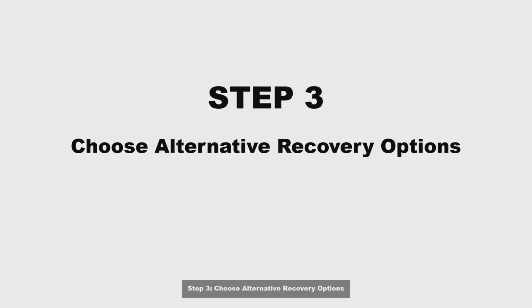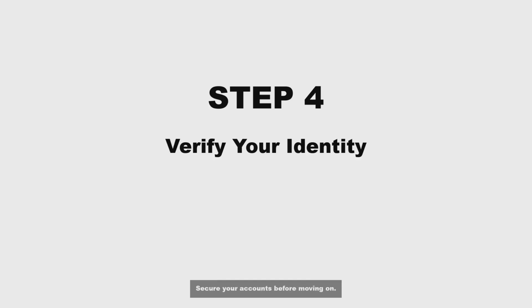Step 3. Choose Alternative Recovery Options. Since you don't have access to your phone number, select an alternative recovery method. This may include answering security questions or using your registered email address. Step 4. Verify your identity.